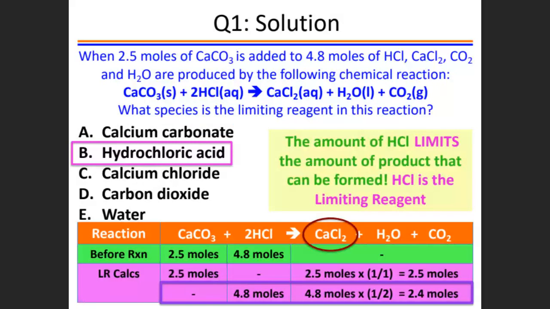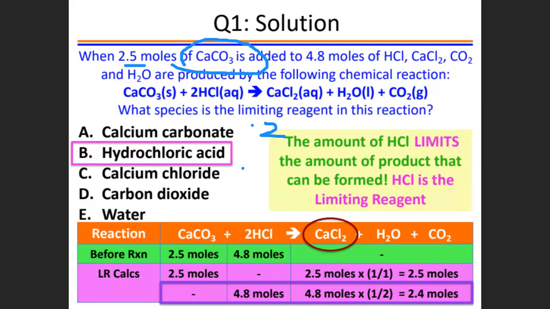Now the amount of HCl limits the amount of product that can be formed. HCl is the limiting reagent. Obviously, if HCl is the limiting reagent, our excess reagent will be calcium carbonate, because we will have, I think, 0.2 mole extra. Yeah, 2.2, not 2 point. I think 0.1 will remain, because for 2.5 we need 5 mole, but we have 4.8.